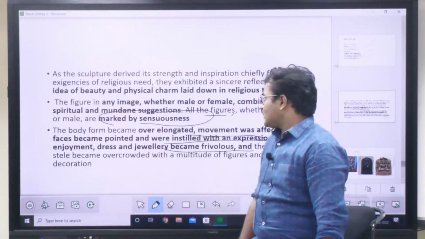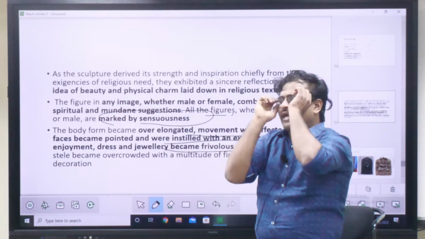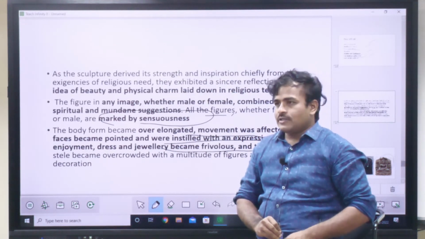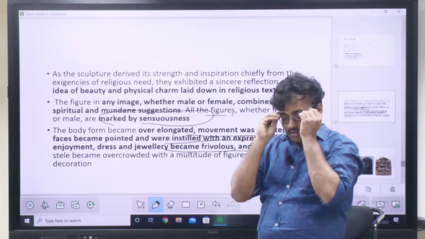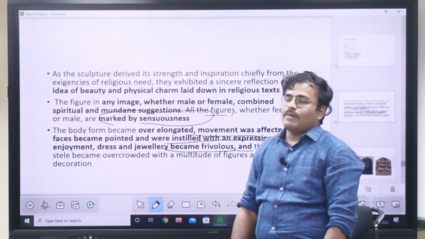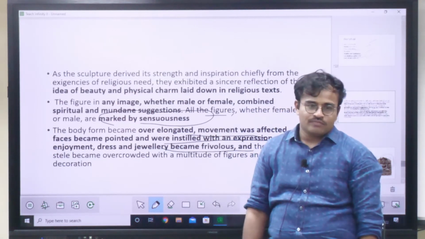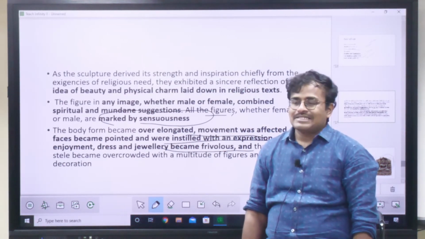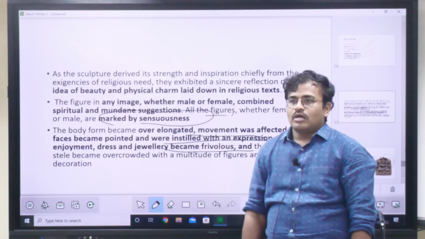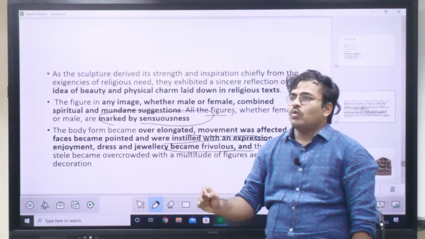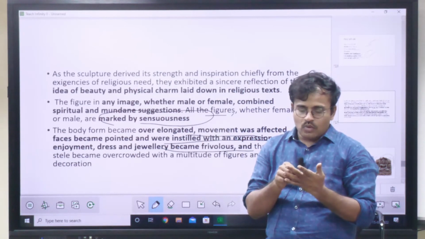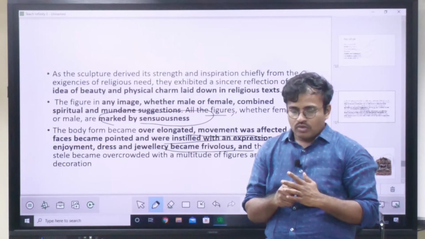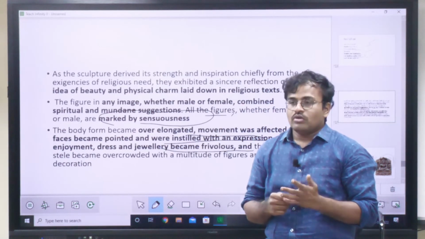Elaborate decoration, sensuousness. You write one line down. Spirituality is a divine pleasure, whereas sensuousness is earthly pleasure. From the period of Palas, sensuousness dominated over spirituality. And ornamental elaboration started replacing the simple images of Sarnath.